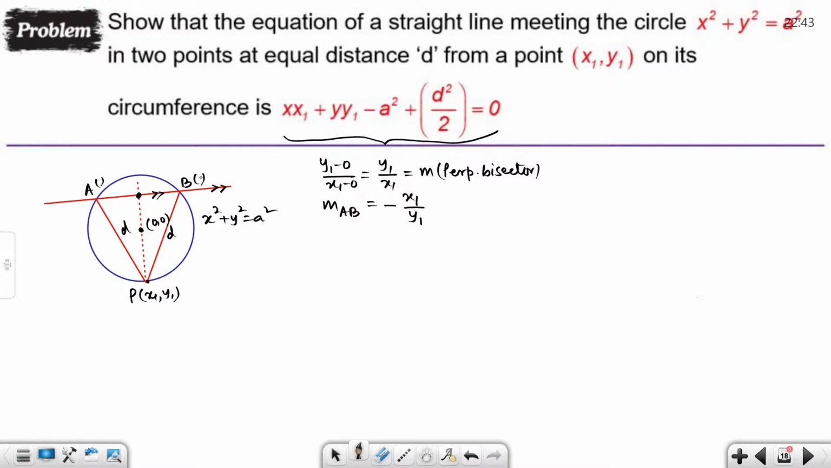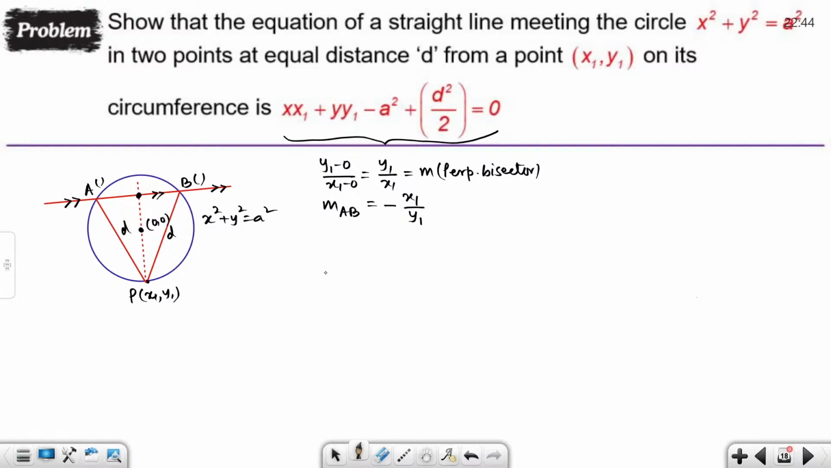And to know the points A and B, you must solve the equation of the line and the circle. But you don't know the equation of the line. That is actually what is required to find out. So I cannot find out their midpoint. Yes or no? So is it possible for us in this scenario to find out the equation of AB? No. Answer is no. And that is the uniqueness of this sum.